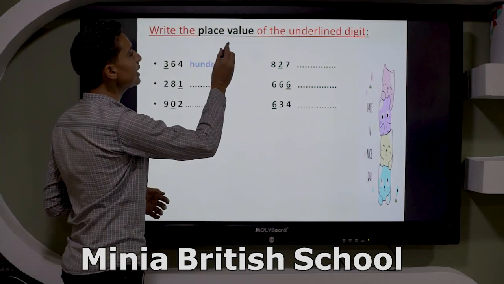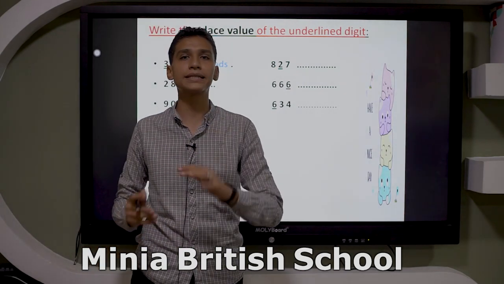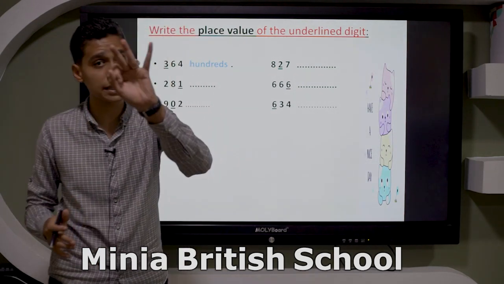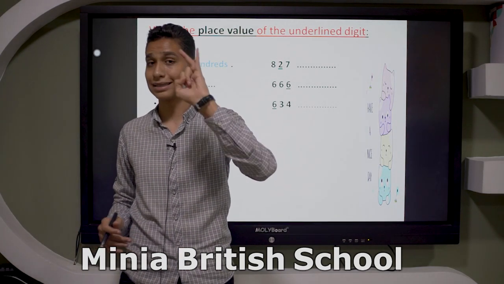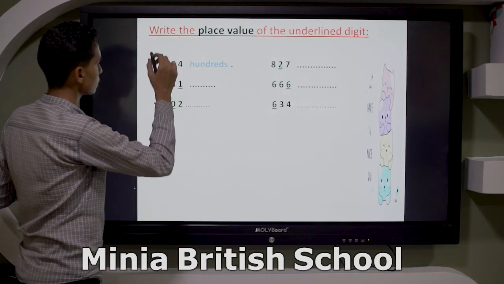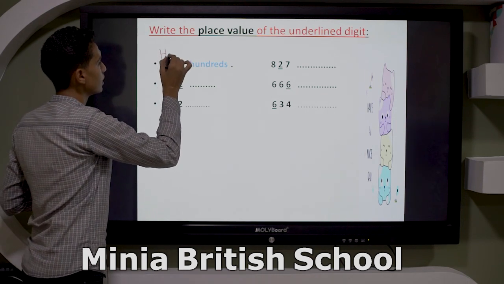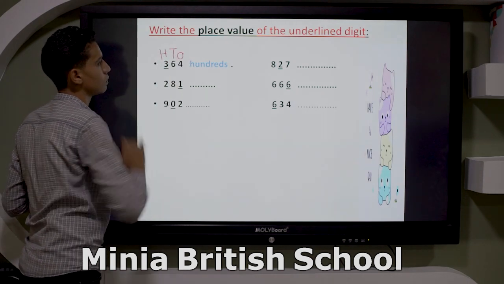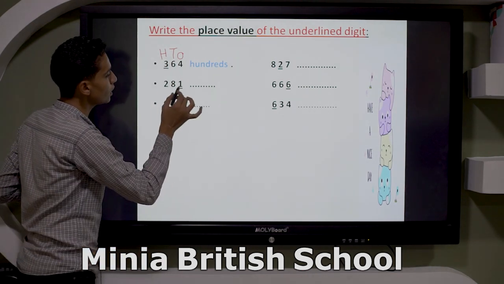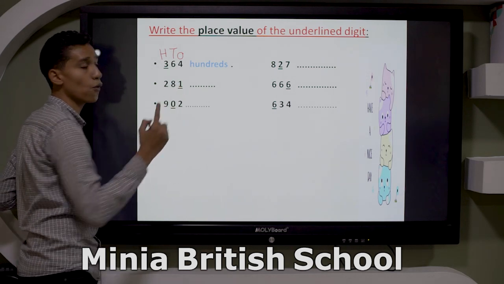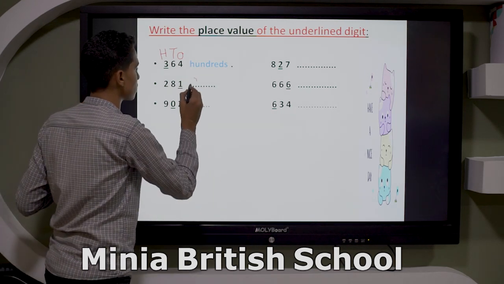Write the place value of the underlined digit. I ask you about the place value. Remember my 3 houses: ones, tens, hundreds. H T O. Don't forget it. Here I need the place value of 1. It's in ones.